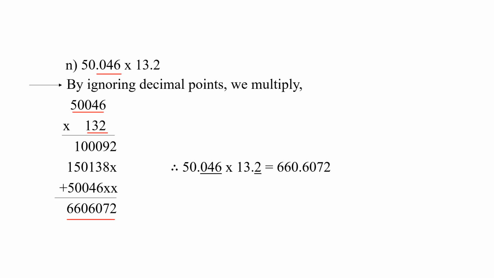Now our next step is to count total number of decimal places. So in the first number there are 3 decimal places and in second number there is only 1 decimal place. So that means total 4 decimal places are there. So to our product we'll check where to put the decimal point. We'll move from right to left and we'll leave 4 decimal places and here we'll put our decimal point. So our answer is 660.6072.